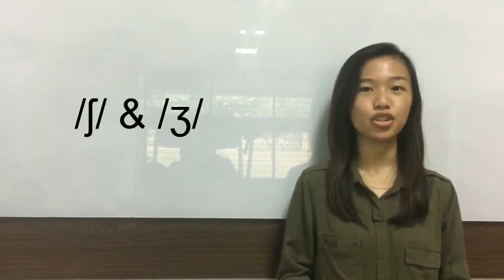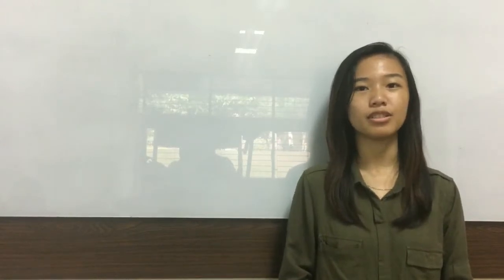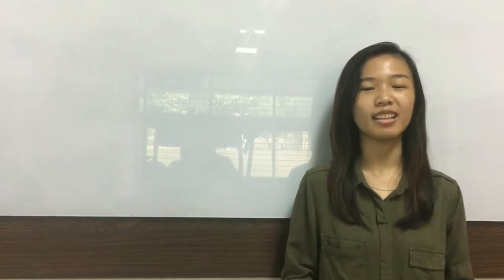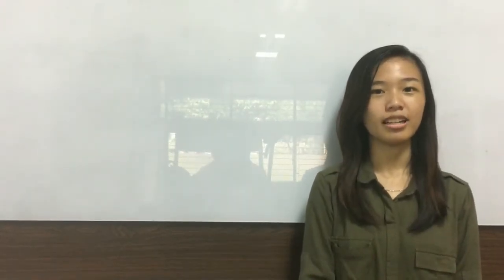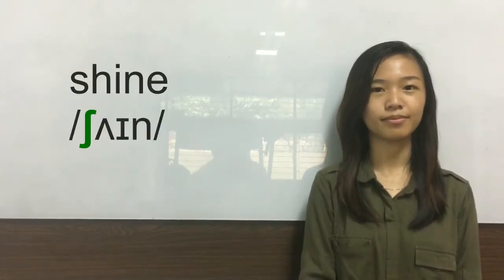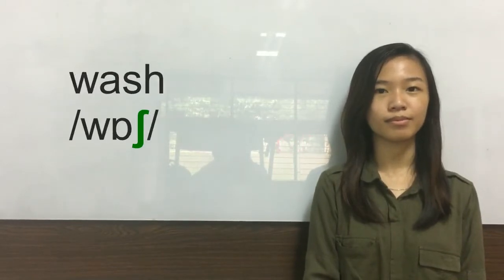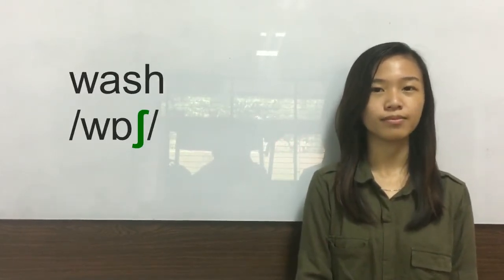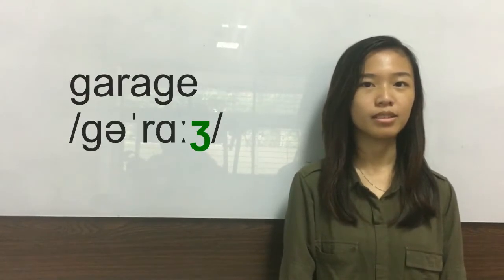The fourth set of sounds consists of sh and the sound in measure. For these sounds, you can feel that your tongue is in contact with an area slightly further back than that for s and z. The sound sh, as in shine, machine, wash. The second sound, as in measure, garage.